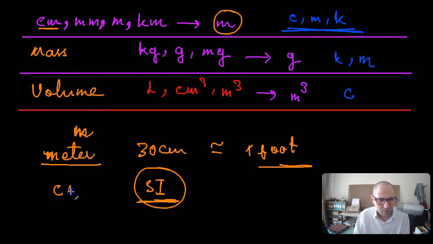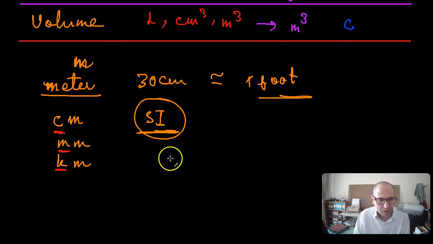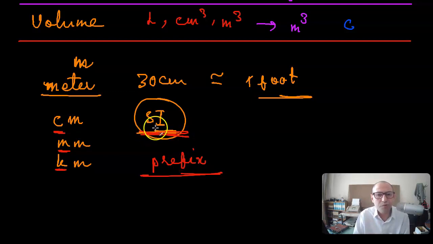You see, for example, we have a centimeter, we have a millimeter, we have a kilometer, and so on and so forth. Meaning that there is the centi part, there is the milli part, there is the kilo part, right? Now, these essentially are called prefixes. These are called prefixes in the SI unit. In the same SI unit, essentially we have these different prefixes.